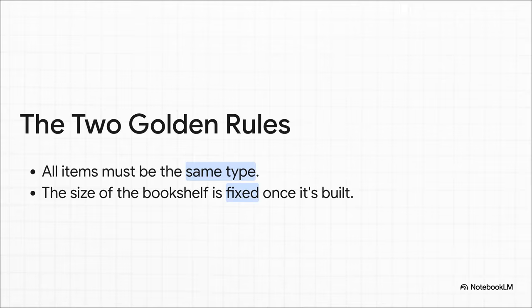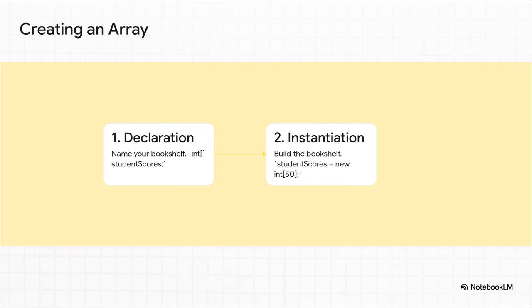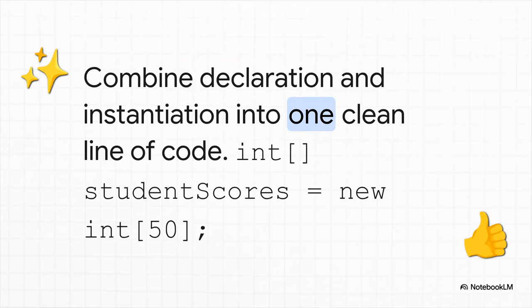So, how do we actually build one? It's a simple two-step process. Step one is declaration. That's basically just naming your bookshelf. Then comes instantiation, where we use that new keyword to actually build the physical shelf and say exactly how many slots it's going to have. But we developers like to be efficient, so you can combine both of those steps into one clean line of code. This single line both names our bookshelf and builds it with 50 empty slots all ready for our data.